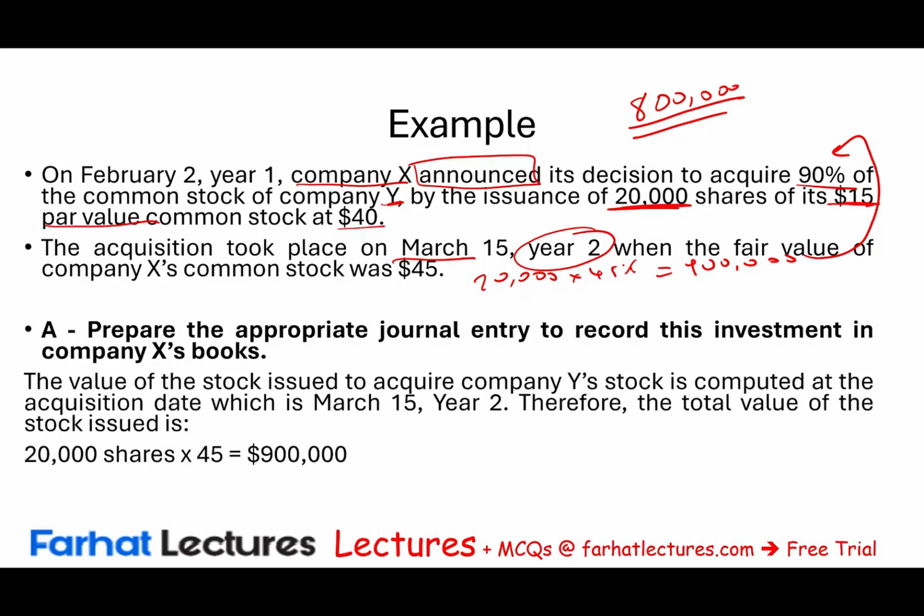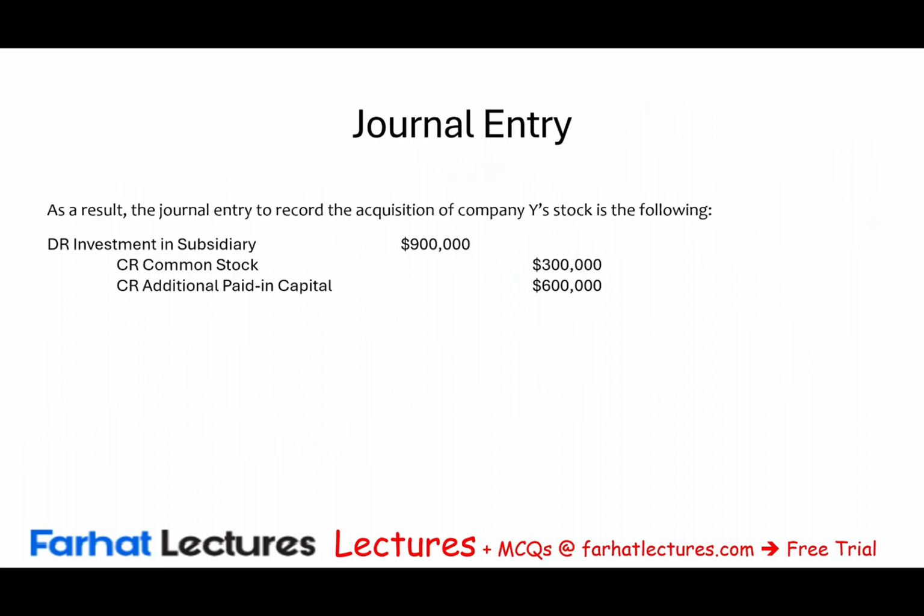We paid for the company $900,000 because we gave them 20,000 shares, and on the acquisition date, our stock was trading for $45. Now let's take a look at the journal entry. Well, we debit investment in sub $900,000. If we paid cash, we'd have credited cash $900,000, but we issued stock.